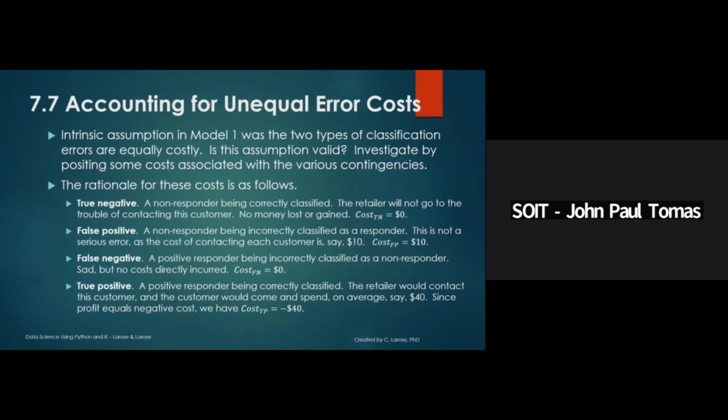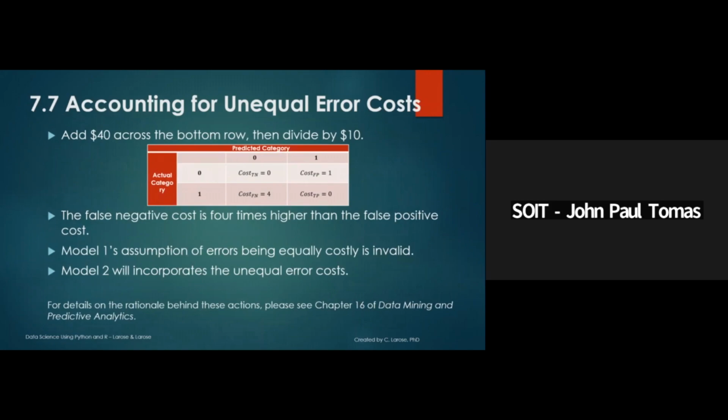Again, the cost is actually arbitrary. The reason why we have put the $10 and the $40 is for example purposes only. Since it is arbitrary, it depends on how much the retailer would actually spend on your false positives and for your true positives.